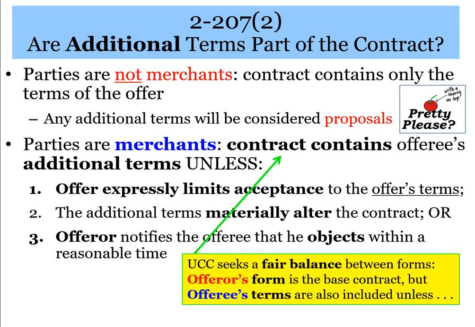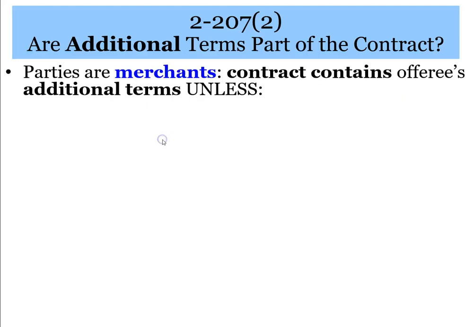Again, we see the UCC here trying to seek a fair balance between the forms. The offeror's form is the base contract, but the offeree's terms can be included unless one of these three things applies. Let's look more carefully at the three options.